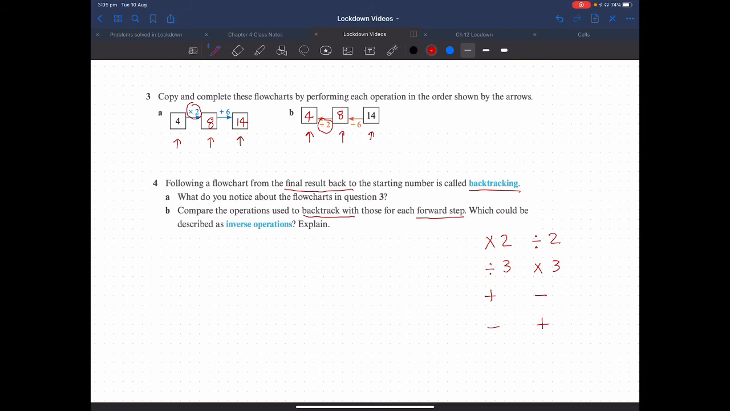Back to 3a. In 3a, I have plus 6. So the inverse operation to adding 6 is subtracting 6, which is what we have in that position for backtracking. Similarly, if I had a question which had -5, the inverse operation to that is +5. They cancel each other out.